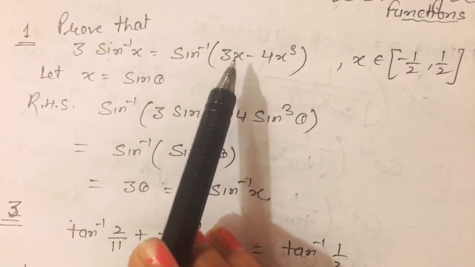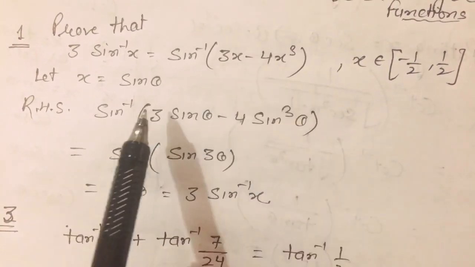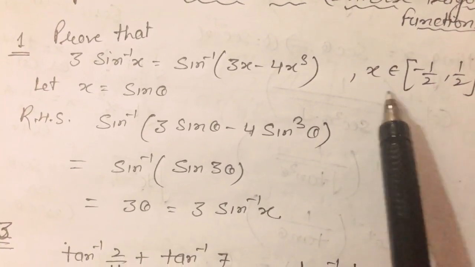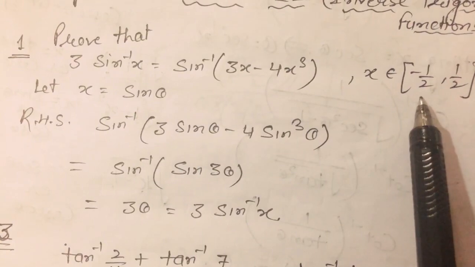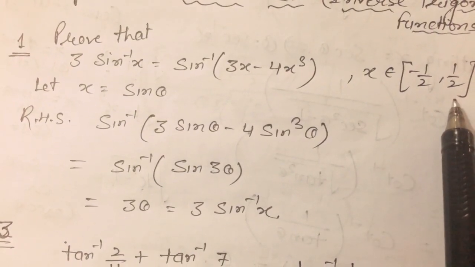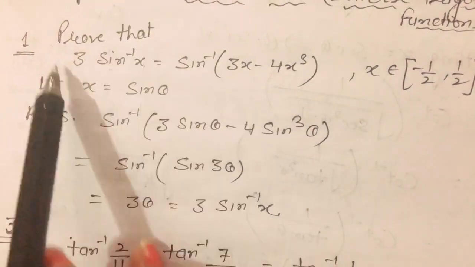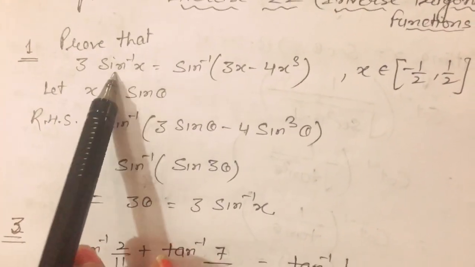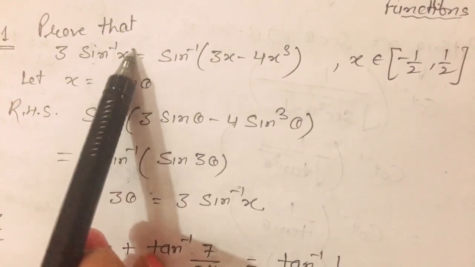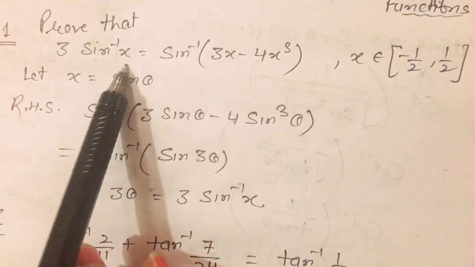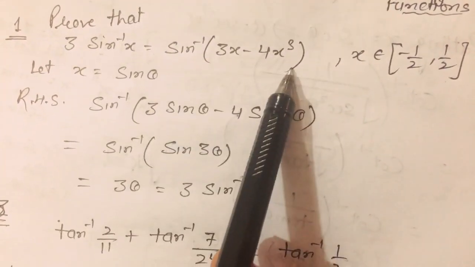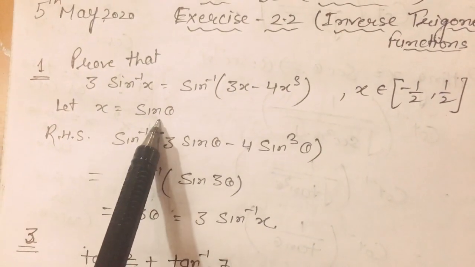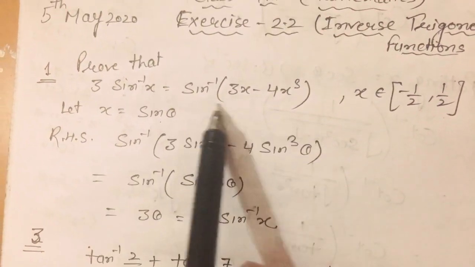You read about the formula 3 sine theta minus 4 sine cube theta is equal to sine 3 theta, where x belongs to minus 1 by 2 to 1 by 2. So in these types of questions we will take small things. Suppose sine inverse x is theta, then x will be sine theta, and we have to put this in the right hand side.